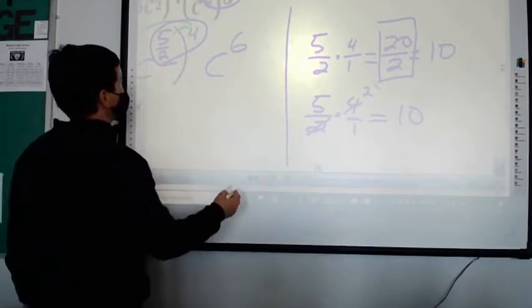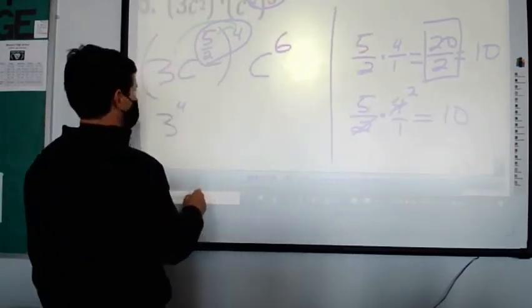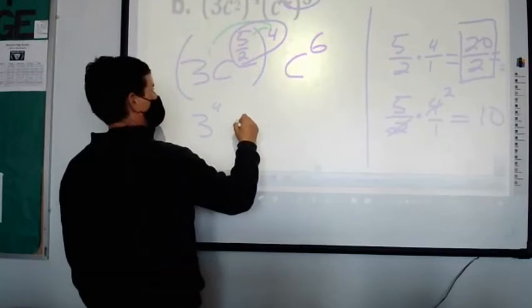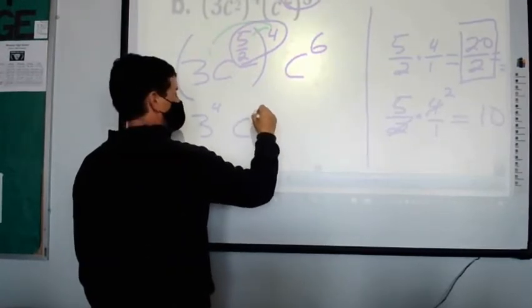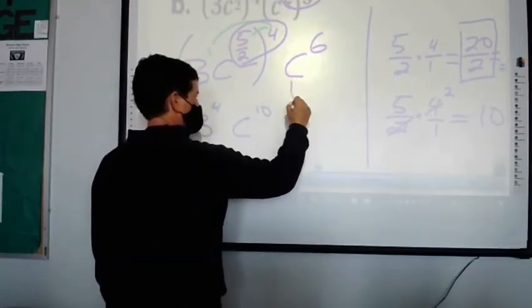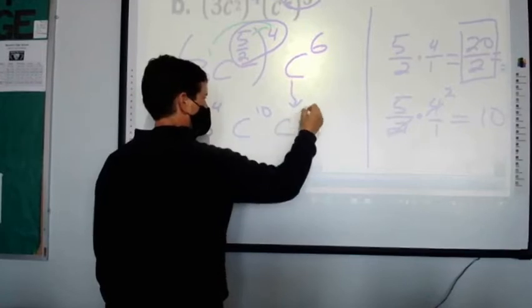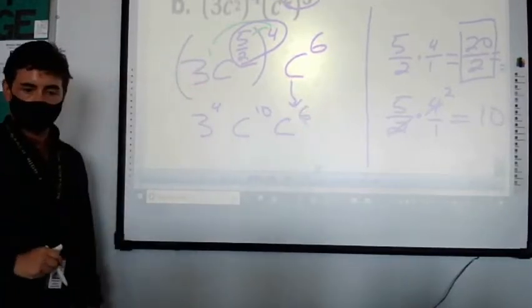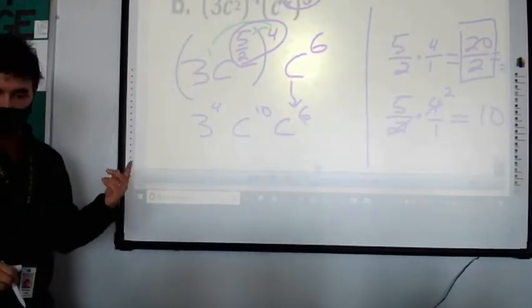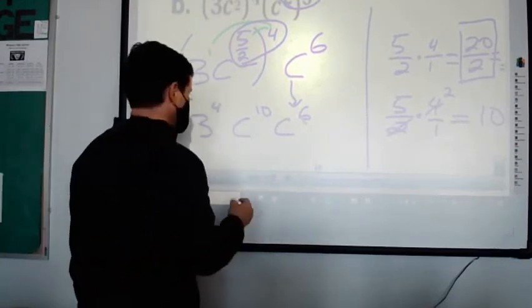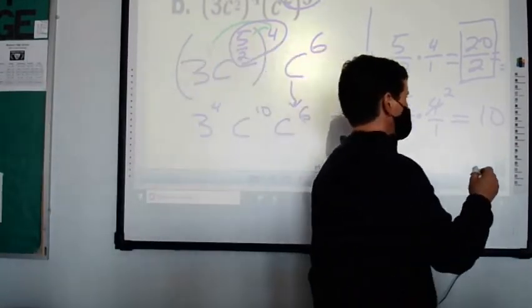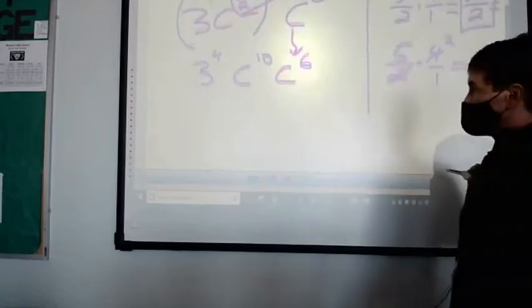So we get c to the 10th power right here. And I still have this c to the 6th. Don't forget about that. And then I just have to add the 10 and the 6. So we get 81c to the 16th power.